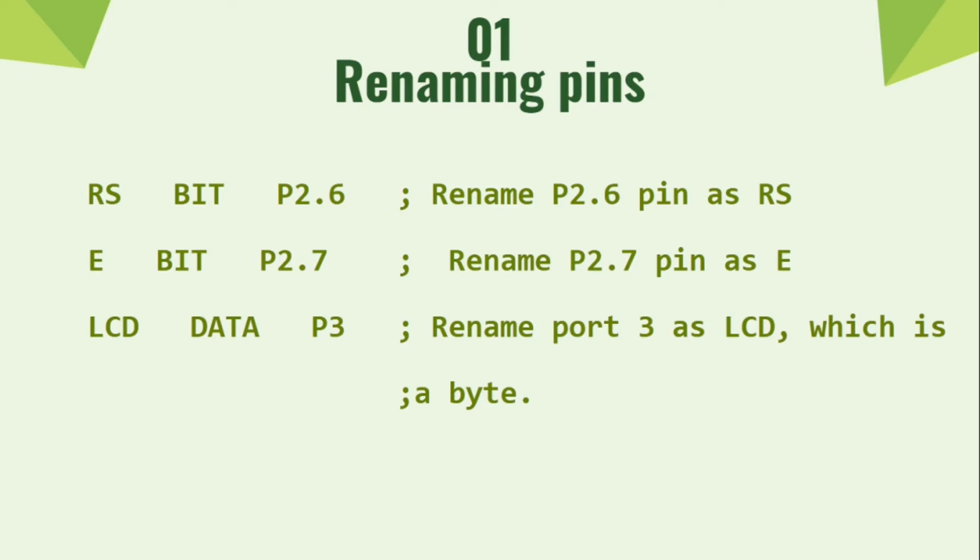The RS signal will be sent on port 2 pin 6, so we rename P2.6 as RS and use RS in the remaining part of the program in place of P2.6. Similarly, P2.7 is connected to the enable signal on the LCD. The 8 bits of port 3 are connected to the data lines of the LCD, so it is defined as data, while RS and E are defined as bit because only one pin is used.